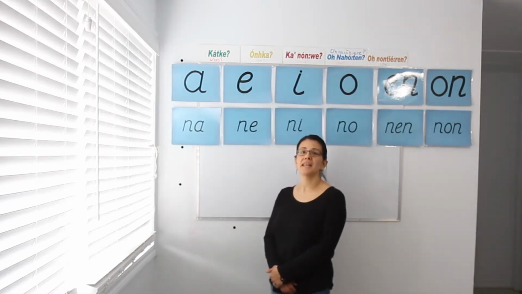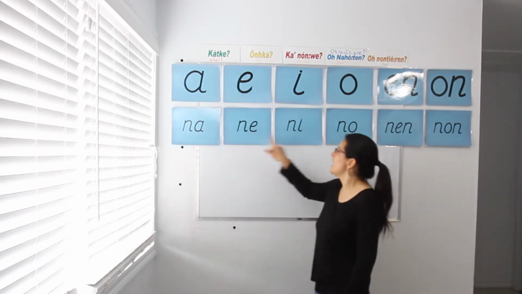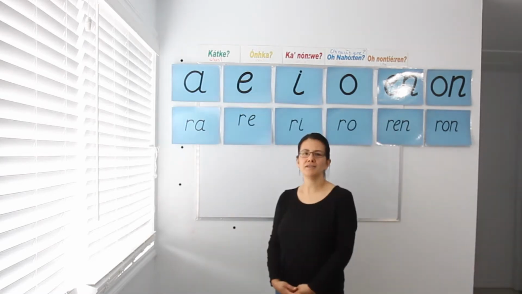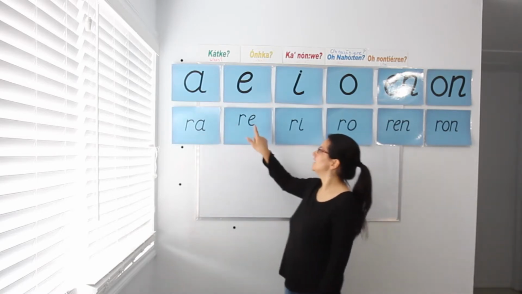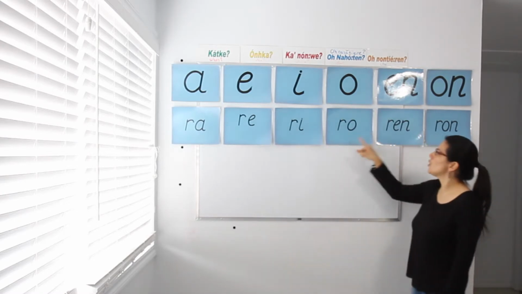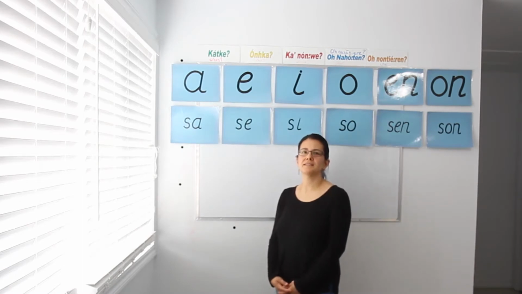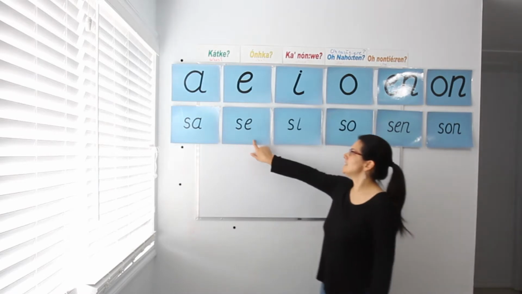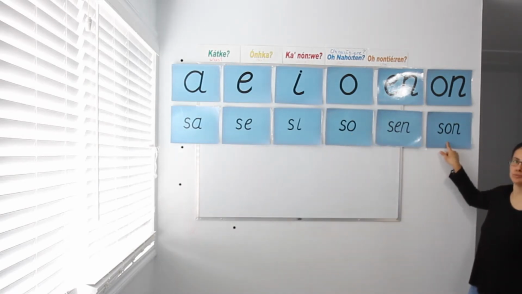And N makes the n sound. Incorporating N with the vowel sounds, na, ne, ni, no, nan, nu. And our R is a rolling R, so it sounds like r. And incorporating R with the vowel sounds, ra, re, ri, ro, run, ru. And S sounds like a z sound. Incorporating S with the vowel sounds, za, ze, zi, zo, zan, zu.